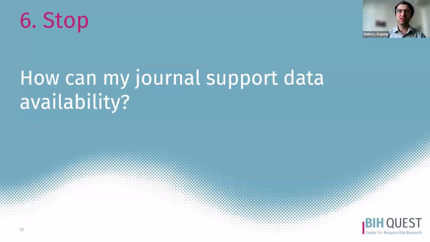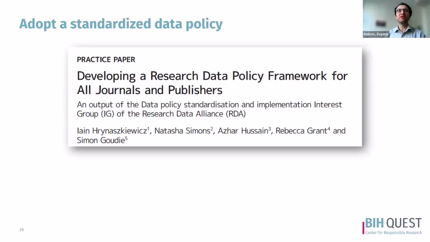But let me take you along for the last two stops. So from what I said before, what follows as suggestions for how your journal can support data availability? So first of all, and this will be partly mirroring what I have presented before as first steps. If you don't have a journal policy, I would recommend you to adopt one. And ideally, it should be a standardized data policy, which I think saves you time, but also makes it more compatible with other journals and saves authors time for compliance.